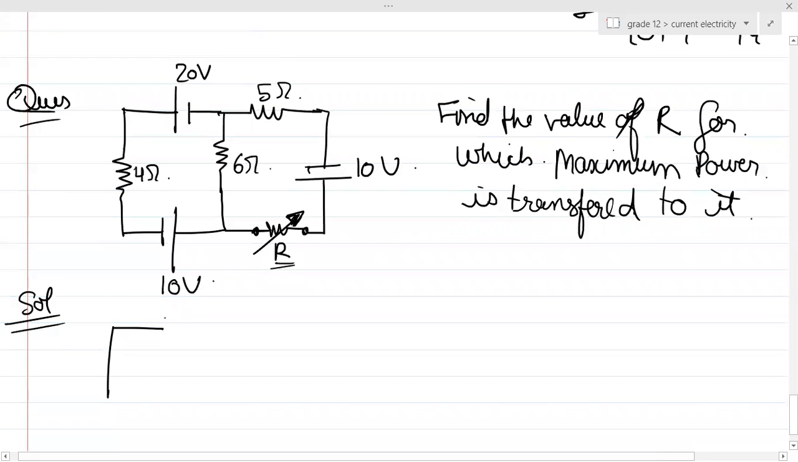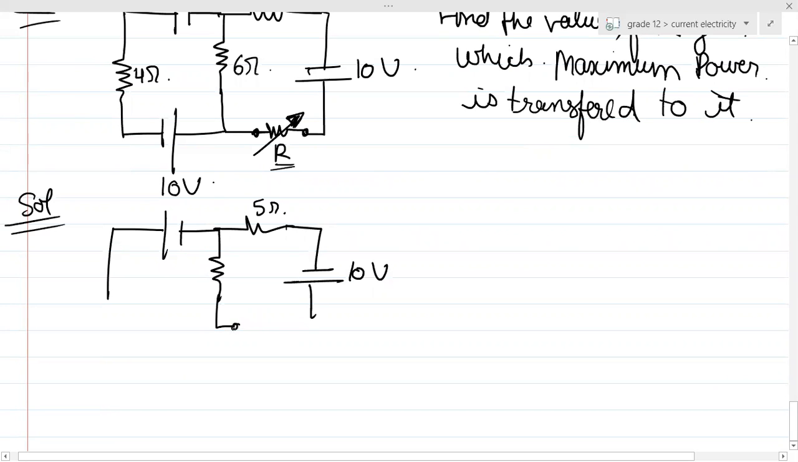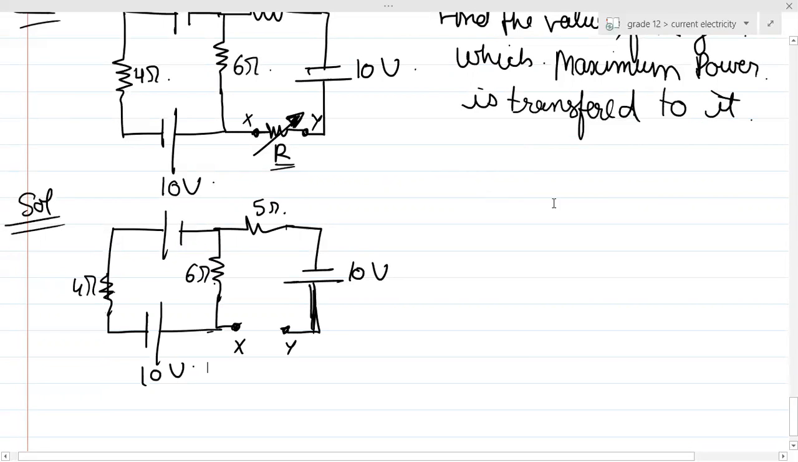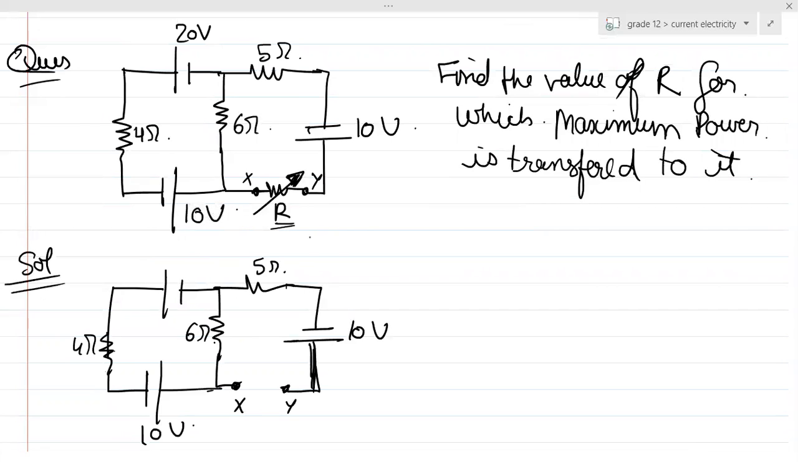First thing first, you will not be calculating anything. This will be 6 ohm, this will be 5 ohm, this will be 10 volt. You'll remove this R because you want to find the maximum power across it. So you'll remove R between points X and Y. Let's name them X and Y. There is this 4 ohm resistor over here, 6 ohm resistor over here, and 10 volt. Was this the circuit? What was the battery above? 20 volt. So the first step is basically you remove R across XY.